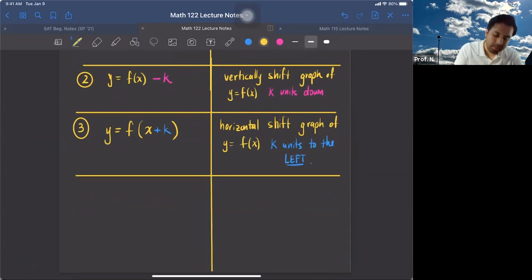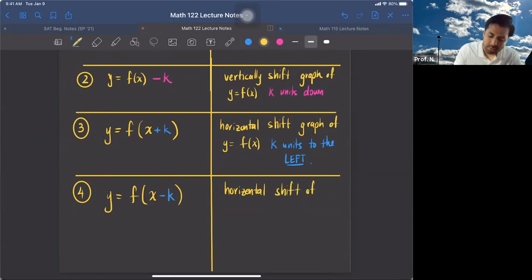And then we have the other version of this horizontal shift. So when we have y equals f of x, and instead of plus, it's a minus k, then we have a horizontal shift of, sorry, this should be of graph y equals f of x, k units to the right.